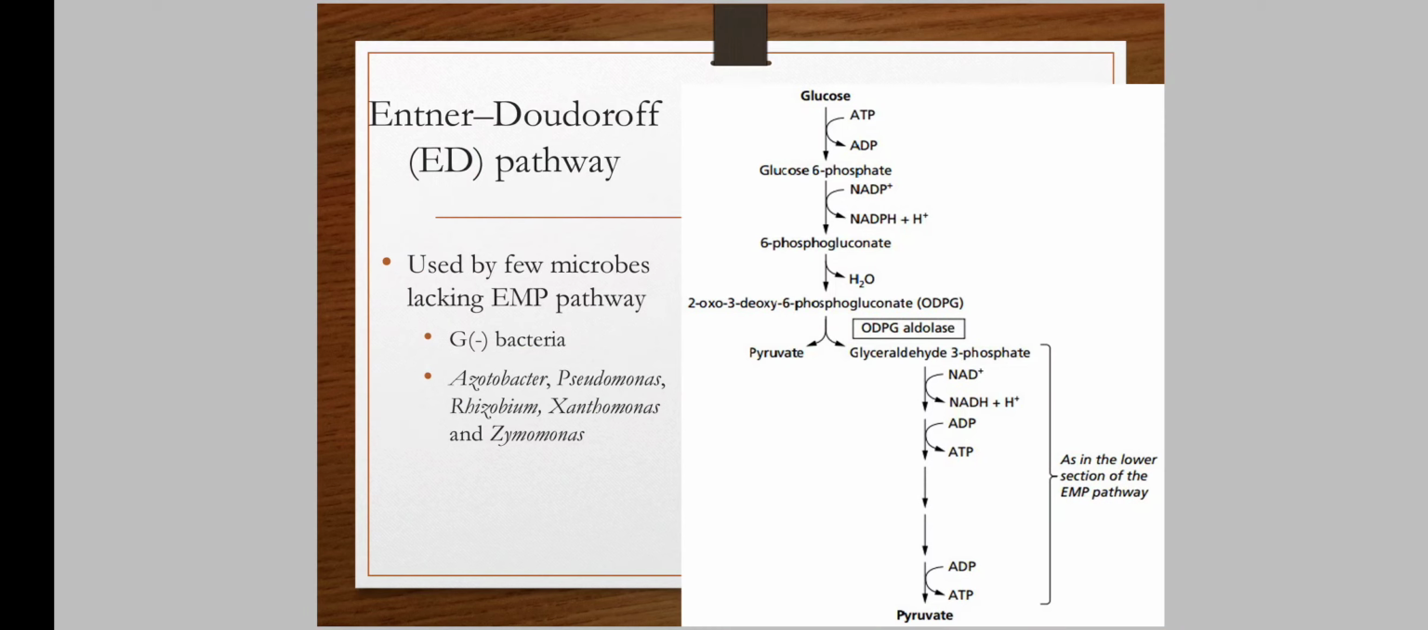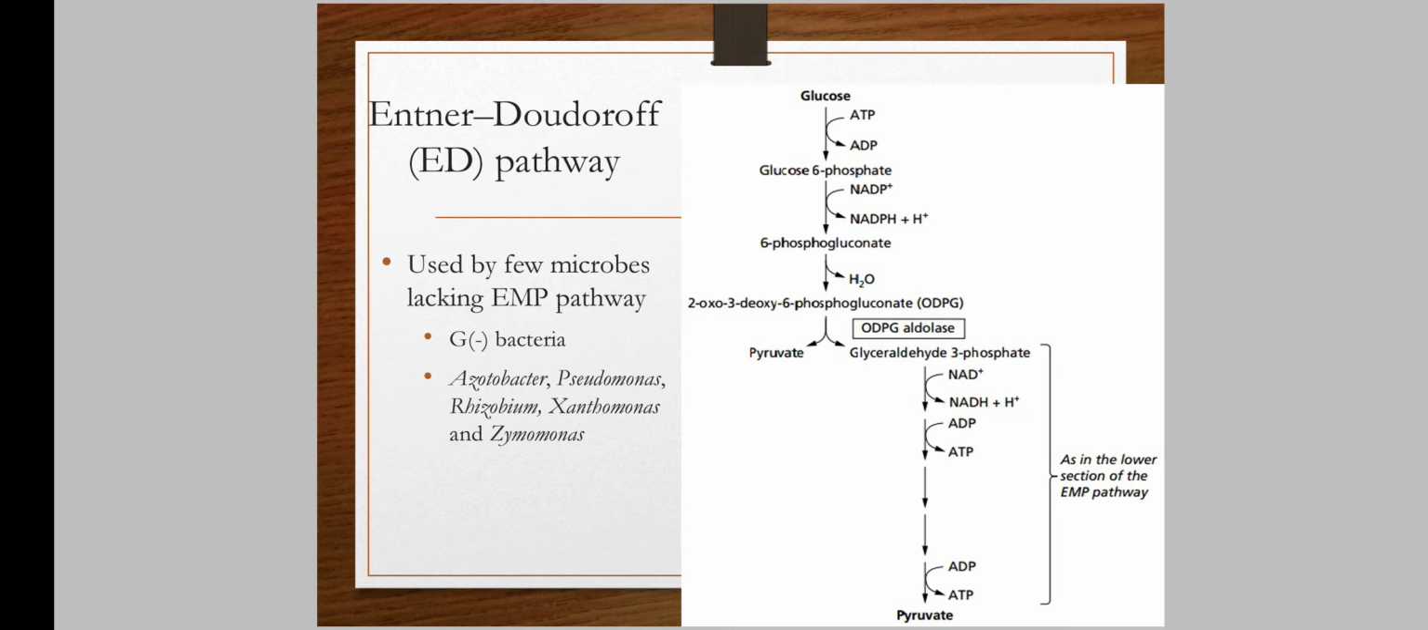Then we have the Entner-Doudoroff pathway. So these are used by microbes that do not have the mechanism of the EMP pathway. So if they do not have the EMP pathway, this is the alternative. So these are found mostly in the gram-negative bacteria, which include Azotobacter, Pseudomonas, Rhizobium, Xanthomonas, and Zymomonas.